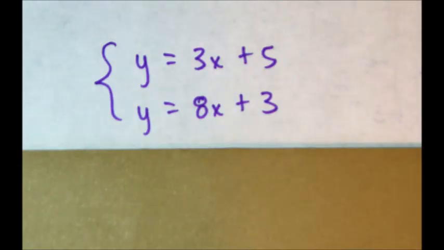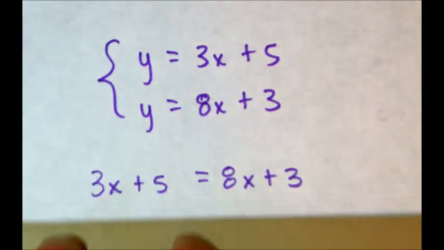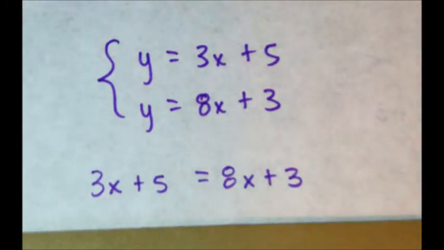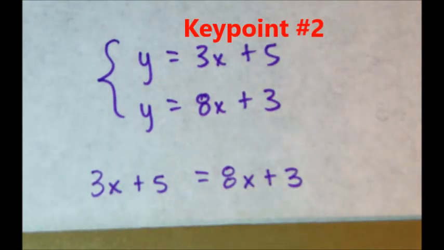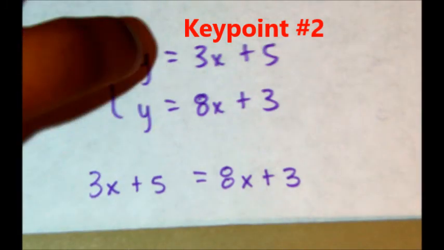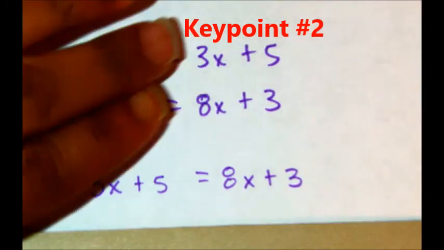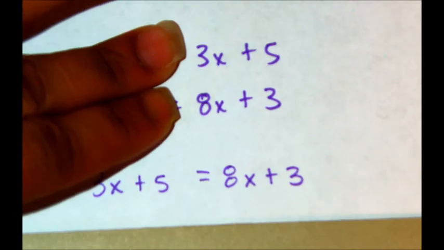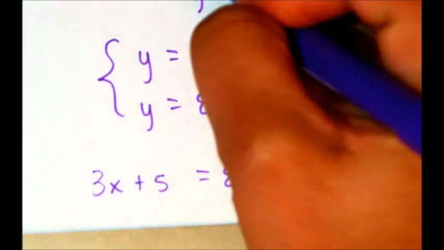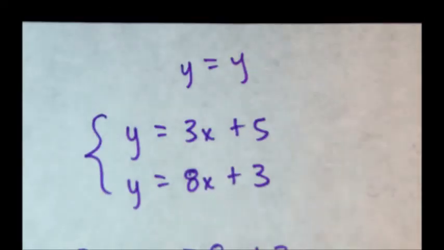Let's take a look at my system of linear equations. I notice that both of them are in terms of y. What this allows me to do is to eliminate the variable y and set both sides of the expression equal to each other. Because these are both set equal to y, I'm actually saying that these are the same thing because y equals y.